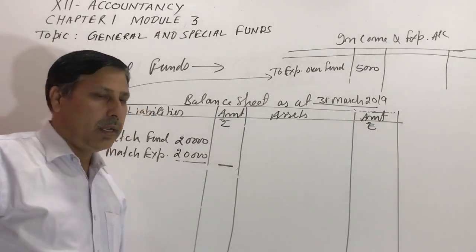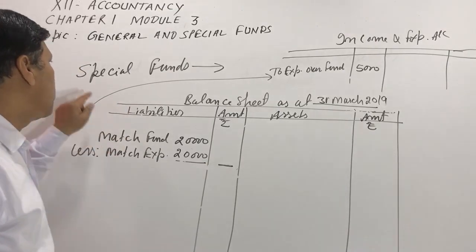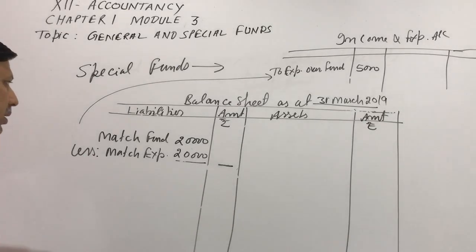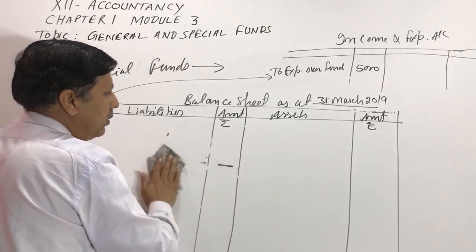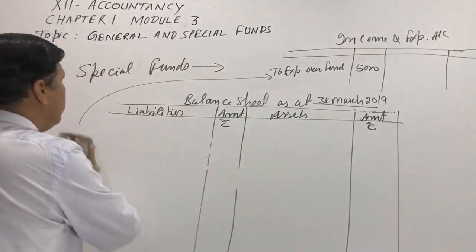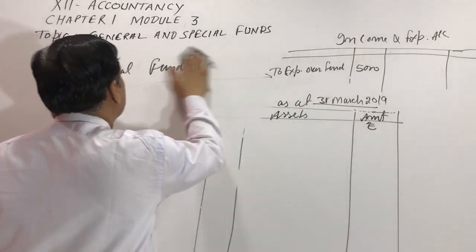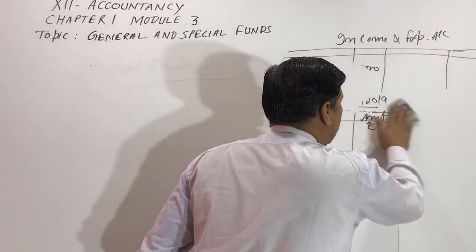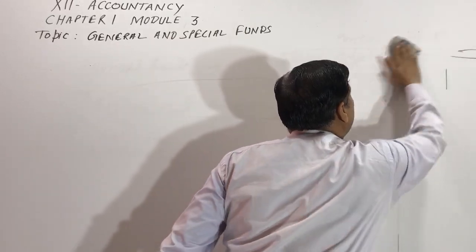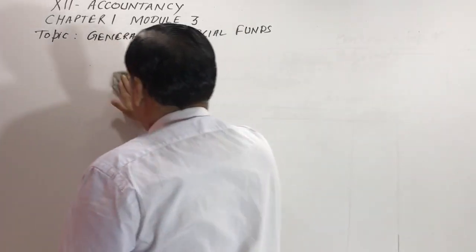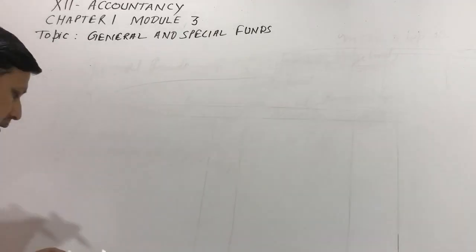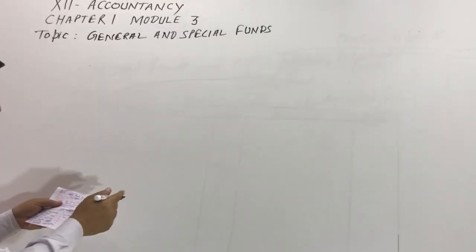I take one example, and then I will tell you how the special fund is maintained with other information. Now I take some information regarding the fund. First, how will we show these items? Sports fund.